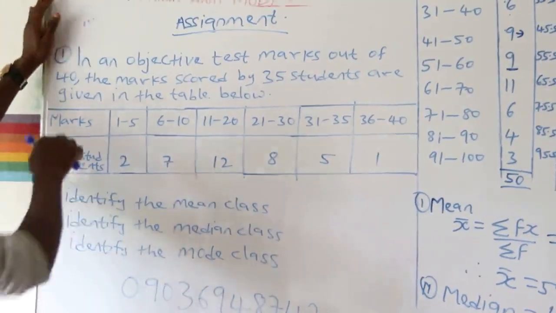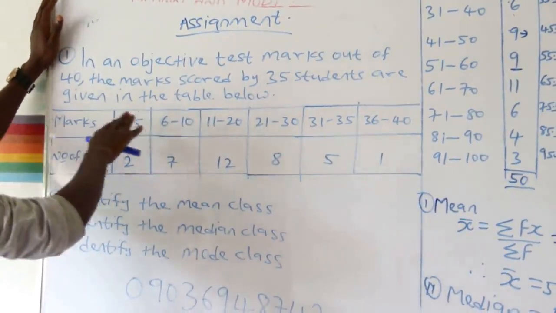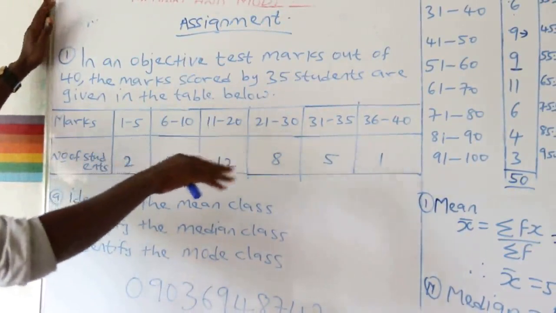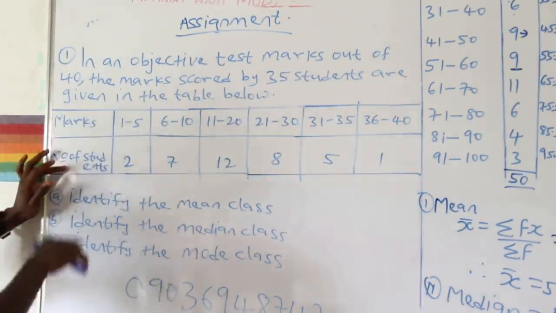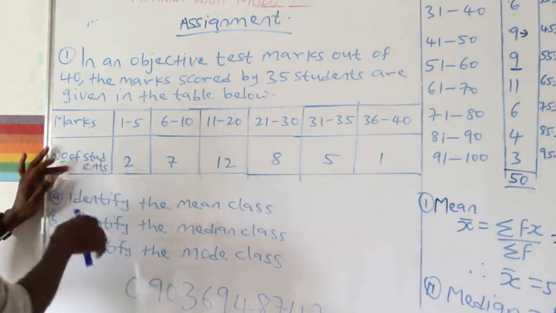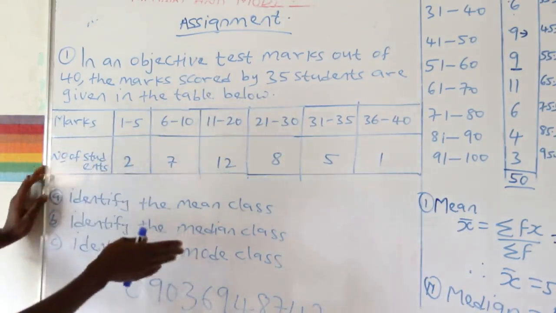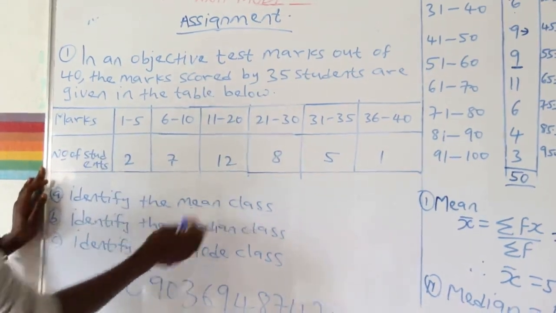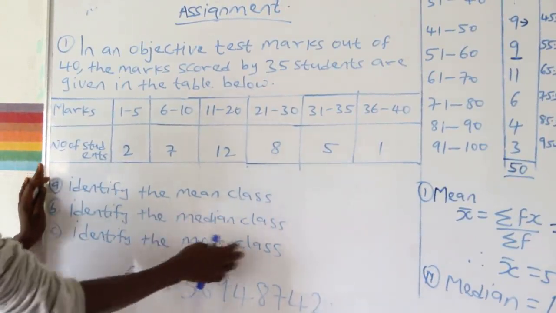You are given an objective test with marks out of 40. The marks scored by 35 students are given in the table below. These are the marks, and this is the number of students. The number of students represents our frequency. Now you are told to identify the mean class, identify the median class, identify the mode class.